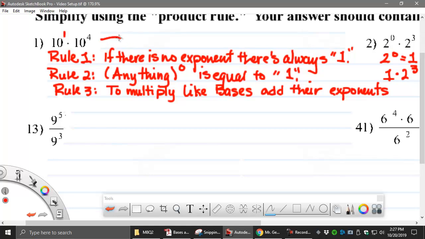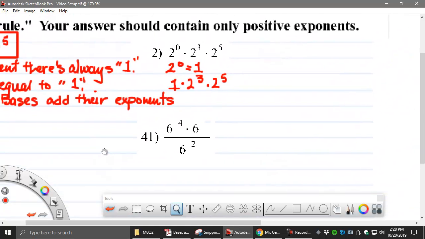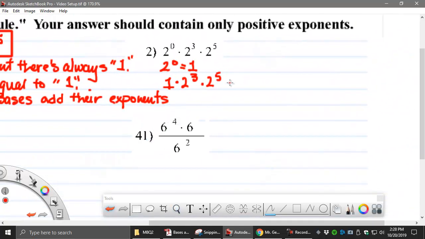Okay, number 1, we have the 2 exponents, 1 and 4. We have our like bases, so we add 1 plus 4, which gives me a 5. So we keep the base. That base is 10, so it's 10 to the 5th power. That's how simple that rule is. That's the answer for number 1, 10 to the 5th power. Now let's look at number 2. Remember on number 2, that 2 to the 0 power goes to 1. So the only thing that we have for bases is 2 to the 3rd and 2 to the 5th. So we take 3 plus 5, which gives me an 8.